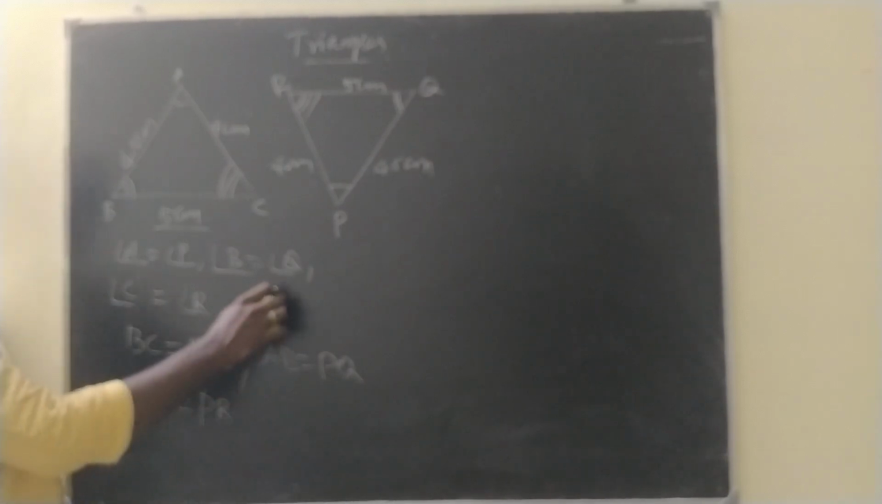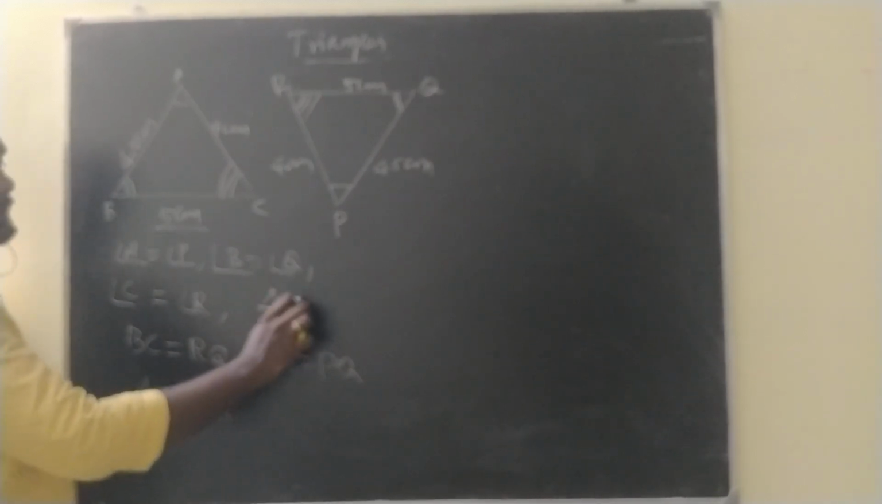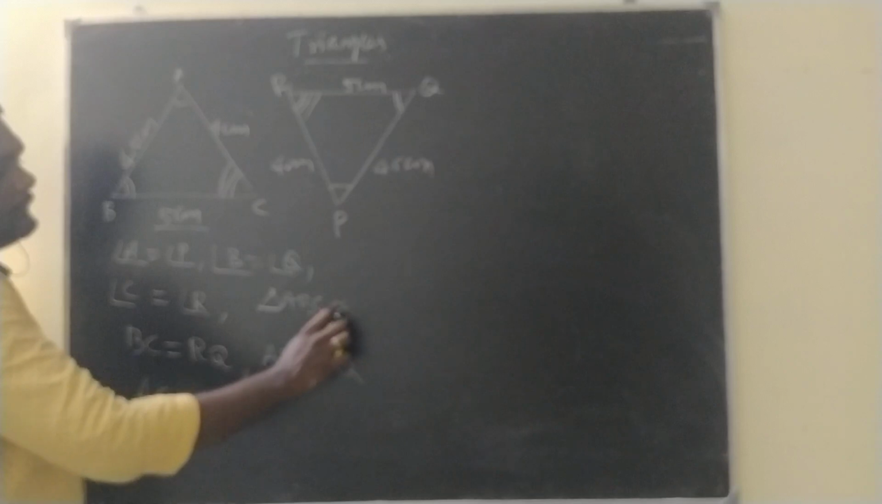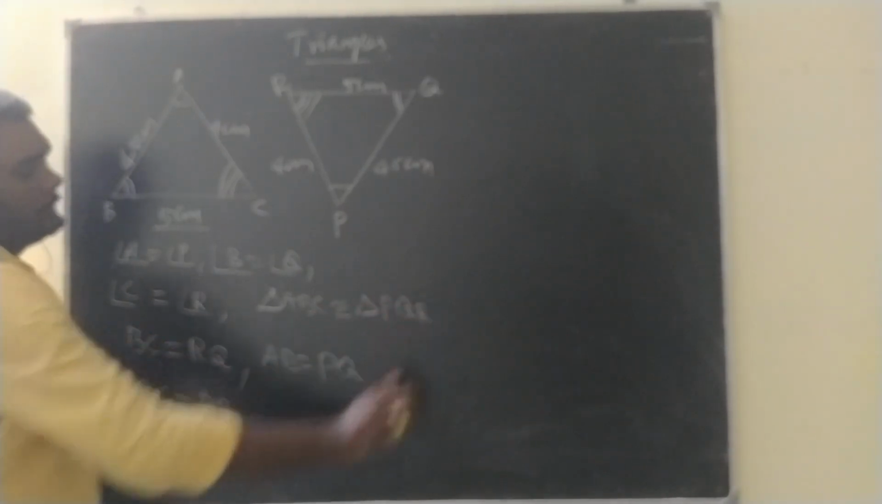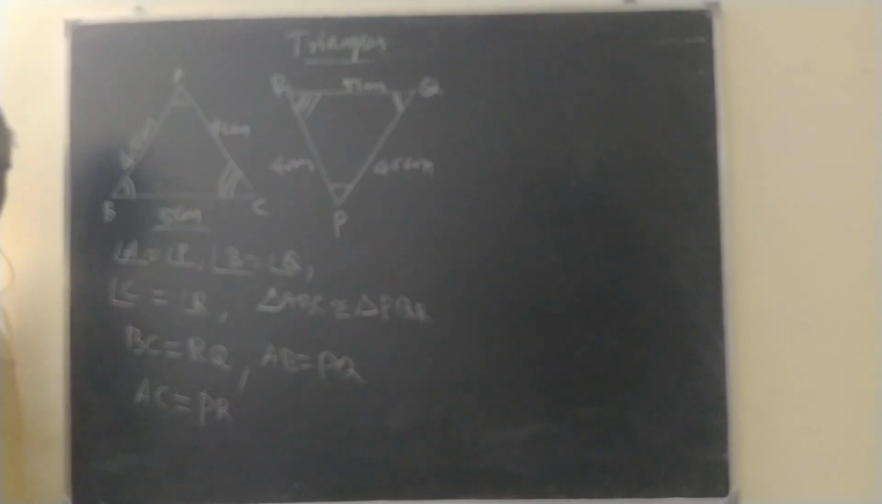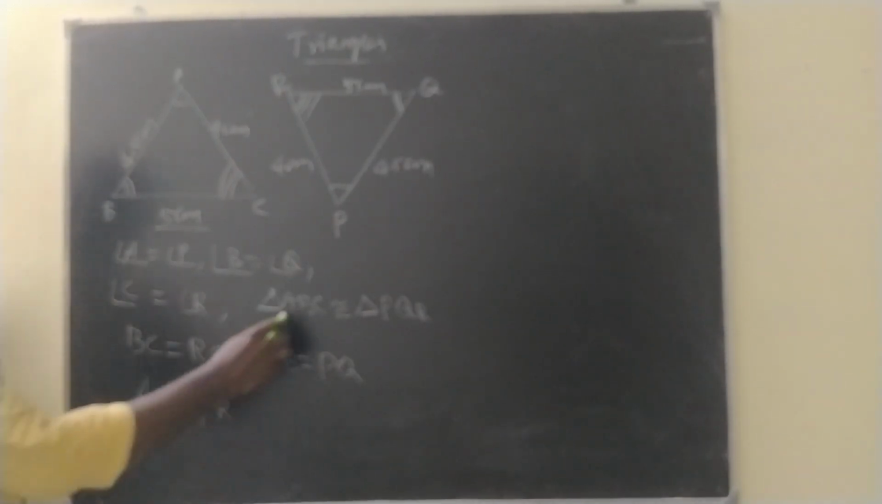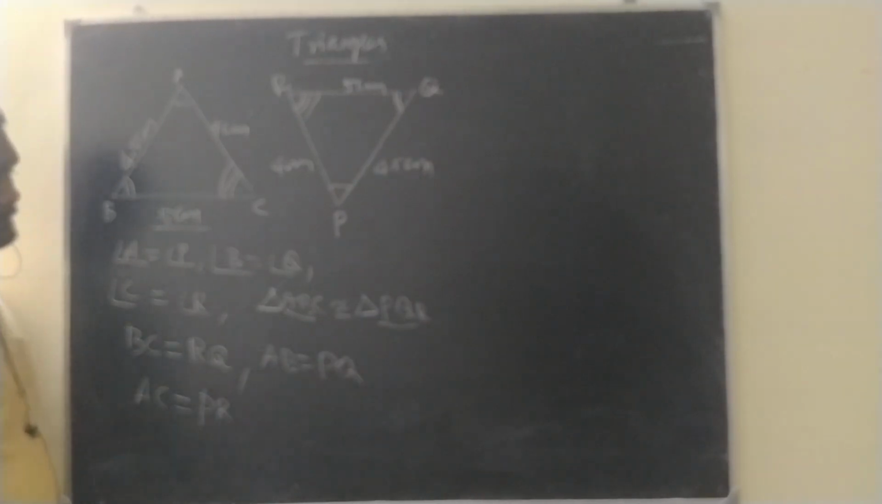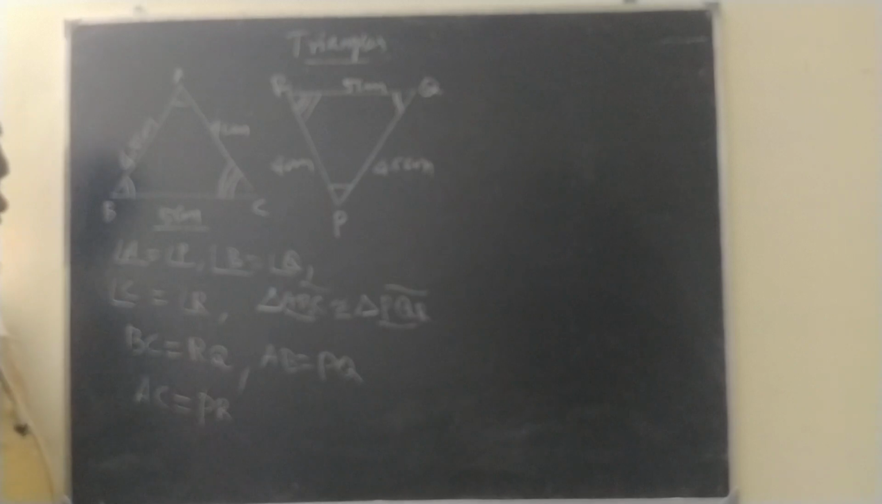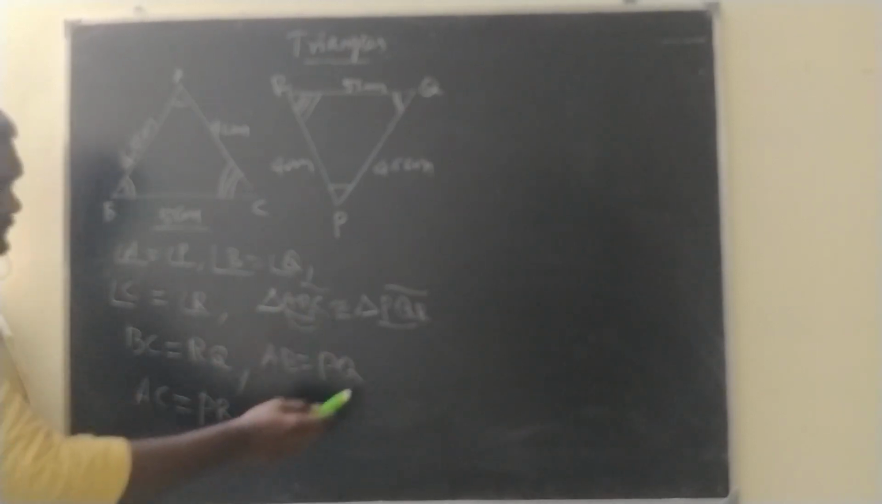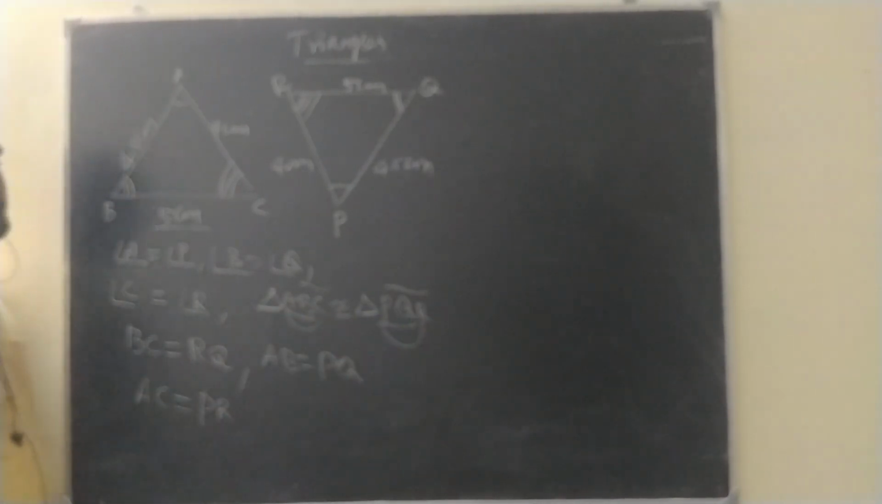See, using this we may define our congruency. Triangle ABC is congruent to triangle PQR. We have AB is equal to PQ, and BC is equal to RQ or QR, and AC is equal to PR. Yes, this is how we should check.